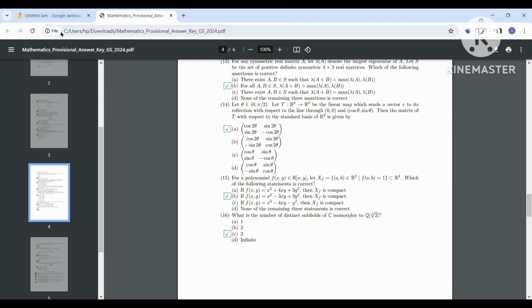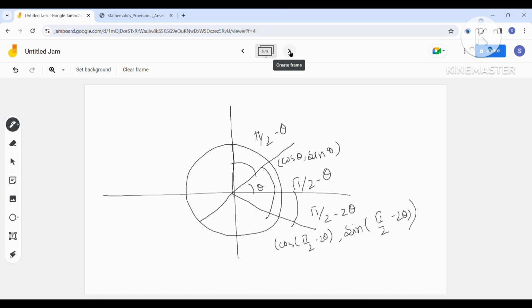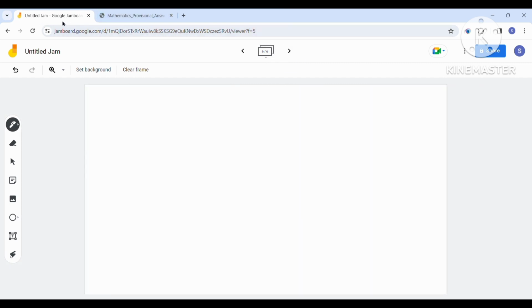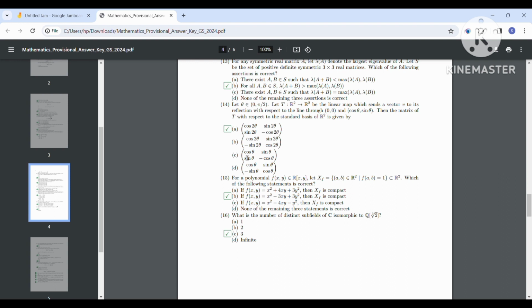Okay. Now come to problem number 15. Problem number 14 is pretty easy. If you know this thing, then you can directly solve it by just visualizing. Okay. So problem number 15 says that for a real polynomial f in two variables, we are considering the set of all ordered pairs a comma b such that f of a comma b is 1. For which polynomial is the given set compact?